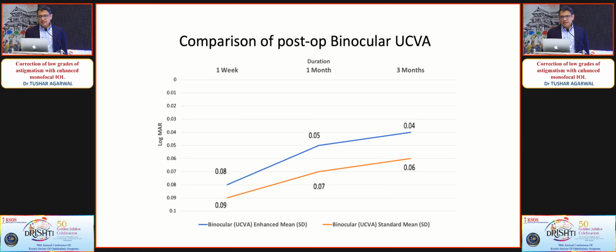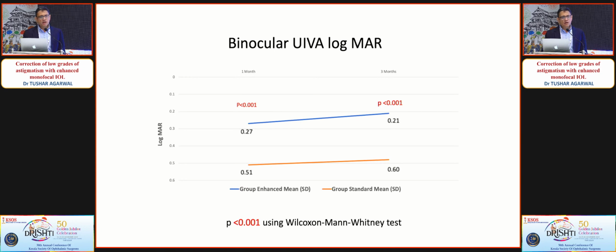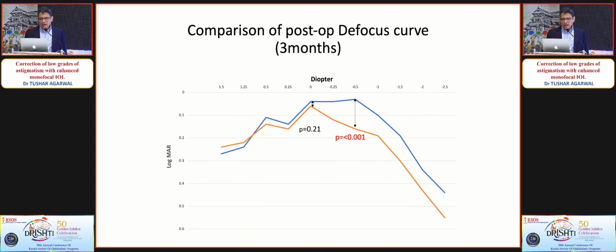Post-operatively, as you can see, the binocular UCVA didn't show any difference in the two groups at 3 months of follow-up. As expected, the intermediate vision was better in the patients with enhanced monofocal lenses. Now, this is how it works.